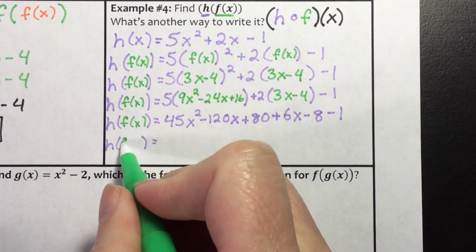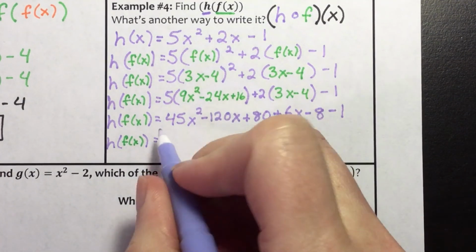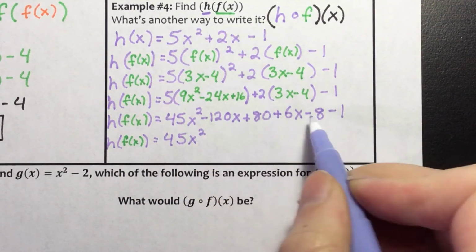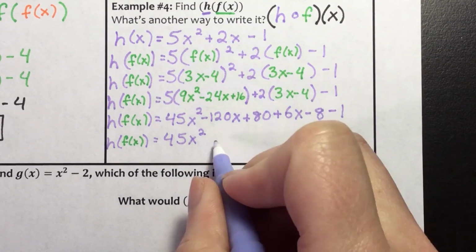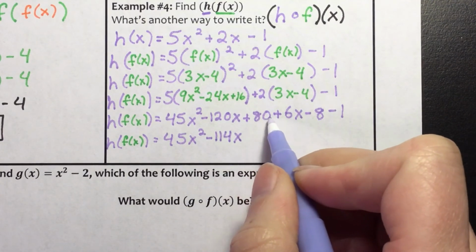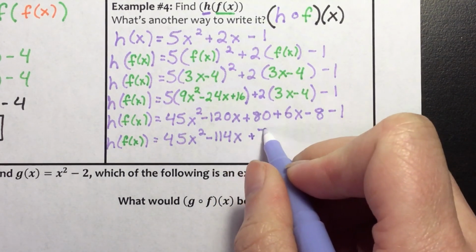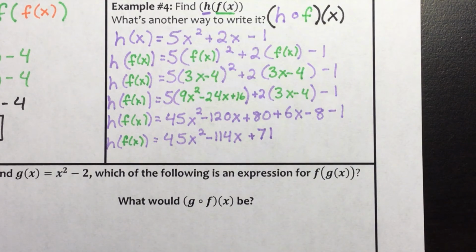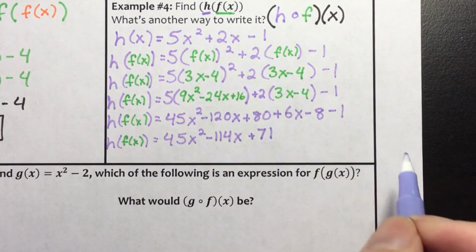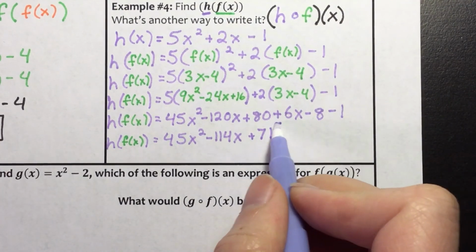All right, our last step is combine like terms. Start with your biggest exponent, which is a 2. So 45x squared. Anything that has an x: we have a negative 120x and a positive 6x. That is negative 114x. And then we have 3 constants, positive 80, negative 8, and negative 1. So that adds up to 71. Okay, this is in standard form, biggest to smallest exponent with your constant at the end. Our original problem said to just leave x in our answer, not plug in a number, so we are done.